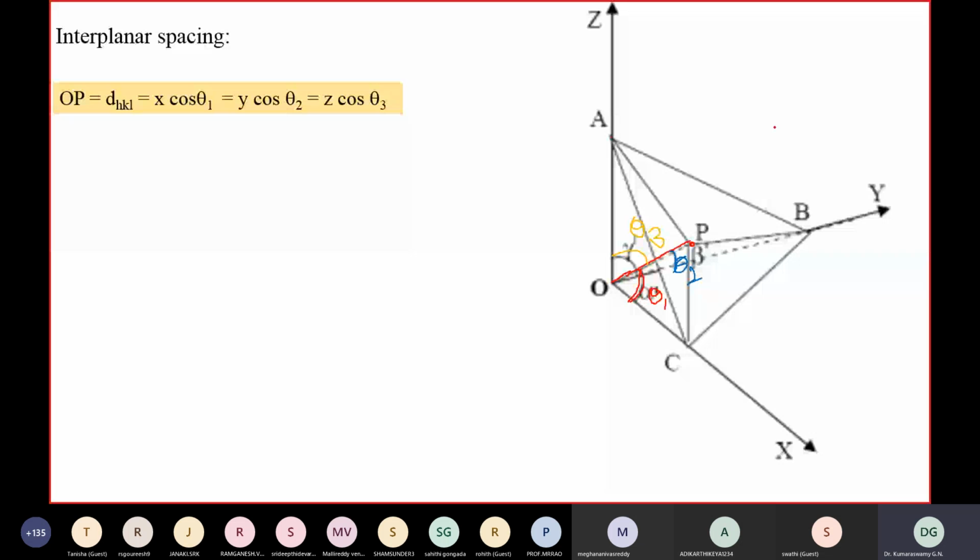Let me draw at least one triangle so that you will understand. It's like this. This is P. This is O. And this is B.